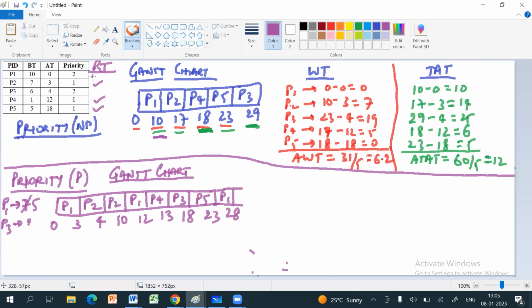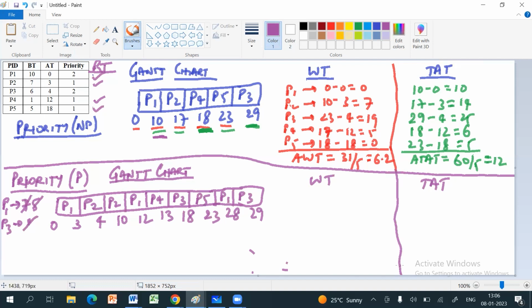And lastly, followed by P3. It had a remaining time of 1 as we have calculated here. So this is also done at 29. So again, as you are able to see, 29 is the last point. Now using this Gantt chart, we will again go for the computations of wait time and turnaround time.